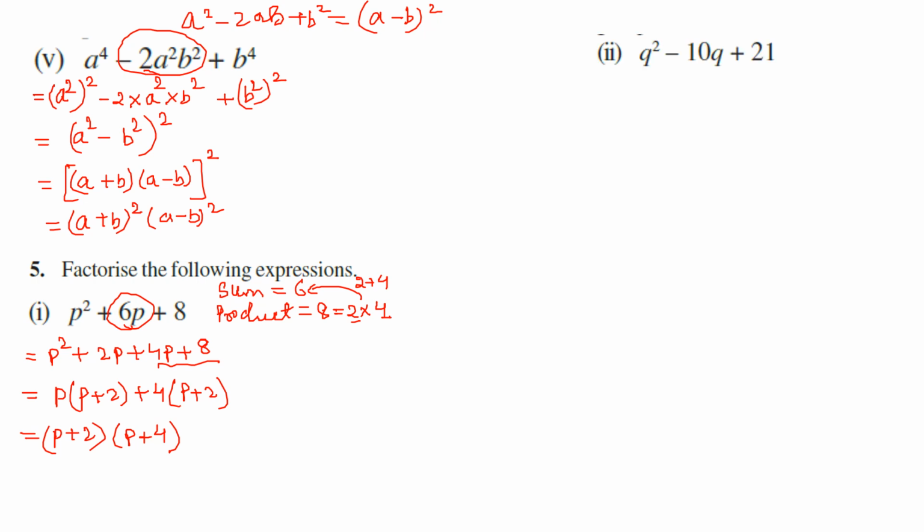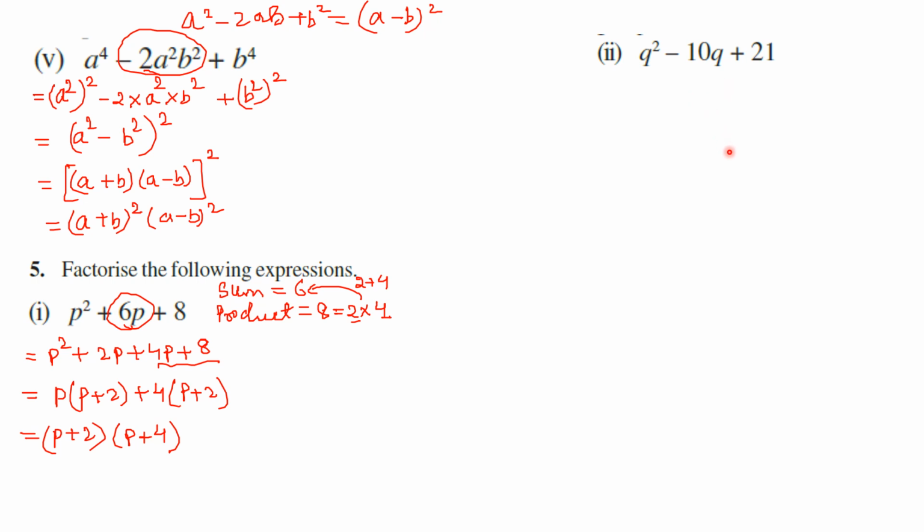Now second question, q square minus 10q plus 21. Again, if you can see here, 21 is not a square of any number. You cannot use your standard identity, a plus b whole square or a minus b whole square. So it means you have to use again the middle term splitting method.